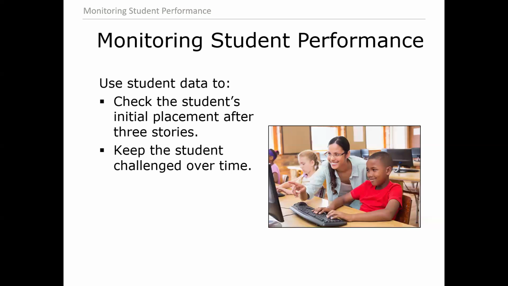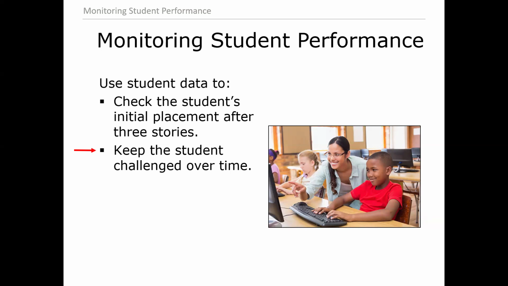So the first phase of that is what you see in this first bullet point, which is check the student's initial placement after 3 stories. And again, that happens pretty early on in the school year. So by now, late October, most of your students probably have passed more than 3 stories. So you're in a phase that we call keeping students challenged over time.